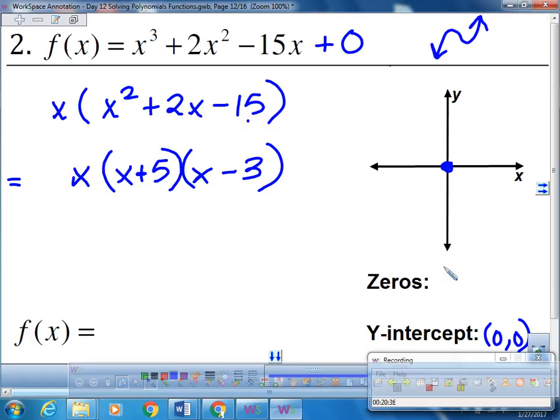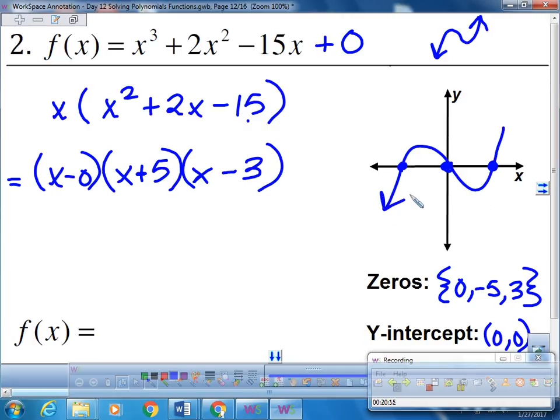Andrew, give me my zeros. Not only negative 5. Because really, what is this? If I really wanted to make it look like that, it's x minus 0, right? So I have a 0, I have a negative 5, and I have a positive 3. I already plotted my (0, 0), so I'm going to plot my negative 5 and my 3. There's my sketch.